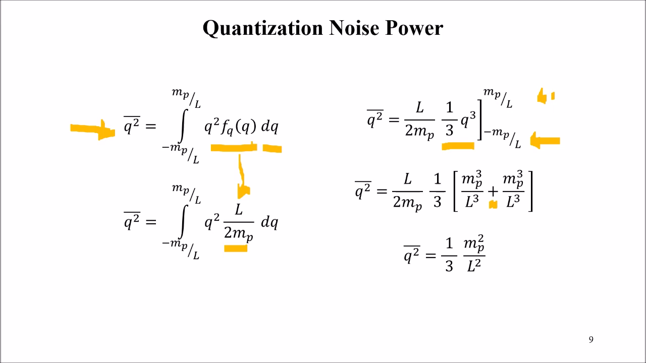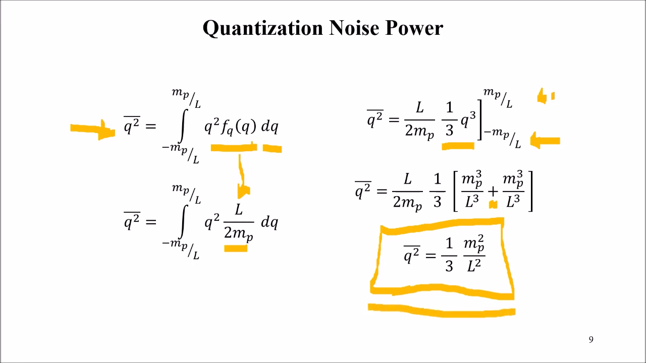Let's see, we add those together. One of the MPs cancels and one of the L's cancels, and we get the quantization noise power is 1/3 MP squared divided by L squared. And this is exactly the same result we got weeks ago when we looked at quantization noise.